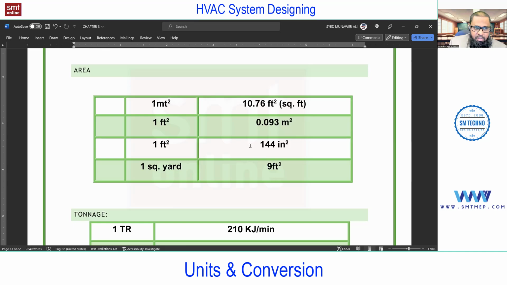Please allow me some time for this topic because this is very important and very basic. This will help you even in designing also. So please don't ignore this. Next, area. 1 square meter.